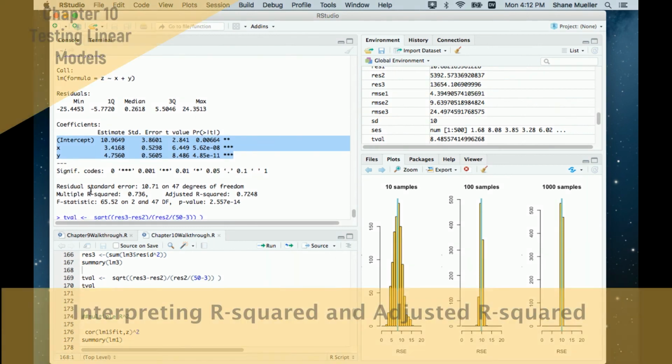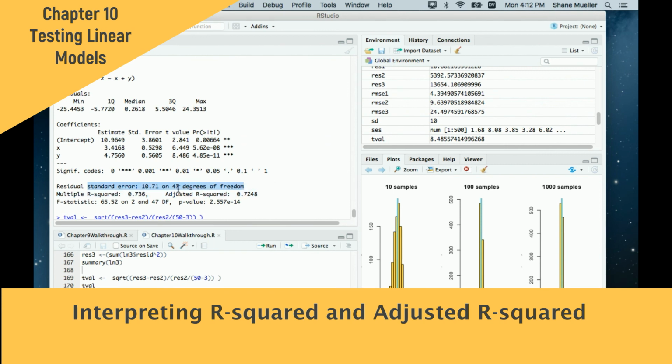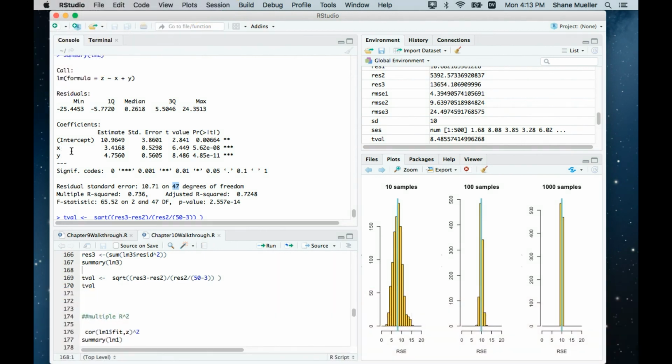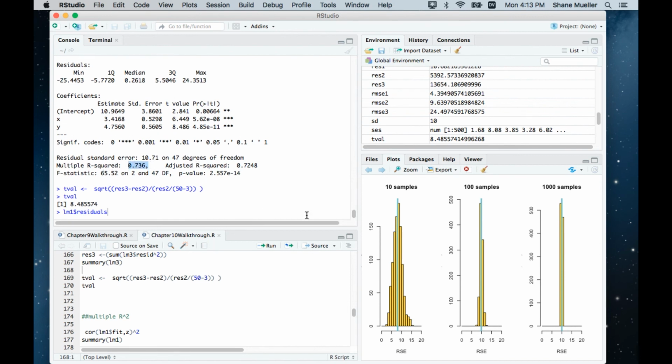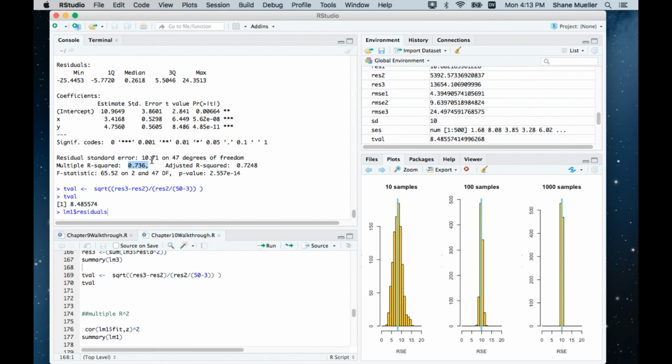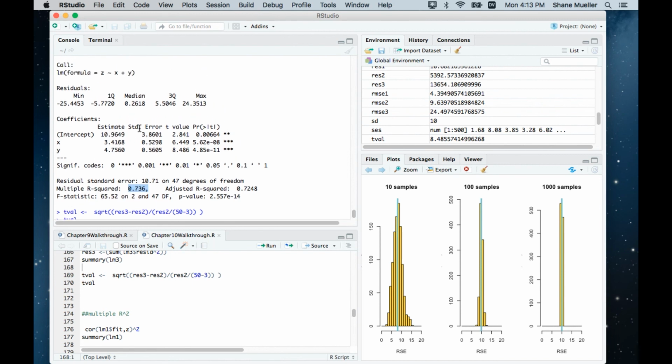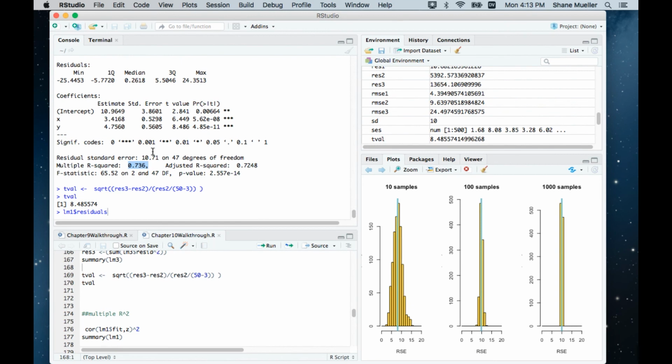Let's talk about that. So we talked about the residual standard error. The degrees of freedom is going to be the number of observations, which is 50, minus the number of predictors, or the number of predictors plus 1, because I've got an intercept: 1, 2, 3. So 47 comes from 50 minus 3. Then it's got this multiple R squared. Well, what's that? In this case, it's 0.763, and I'm talking about LM2. In LM1, well, let's look at LM1.